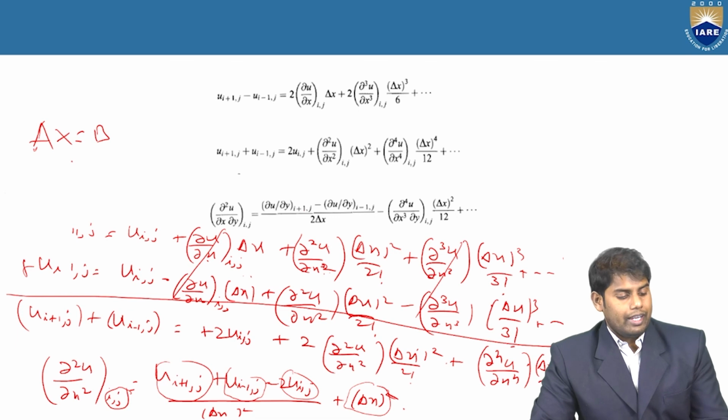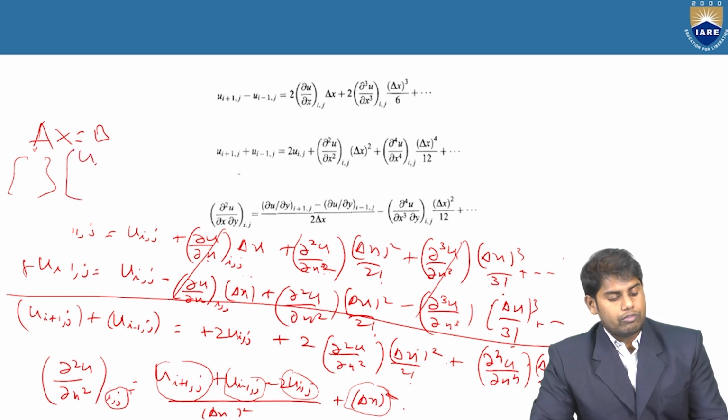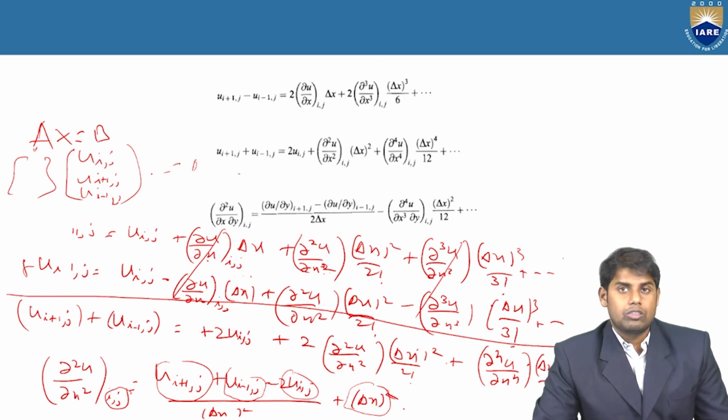A is nothing but the coefficients of these indices. x is nothing but u of i,j, u of i+1,j, and u of i-1,j. These terms will be there. And b is equal to the source terms, whatever we have; if you have any source terms, we can apply that. This is how we solve the finite difference method for the first order and the second order methods.